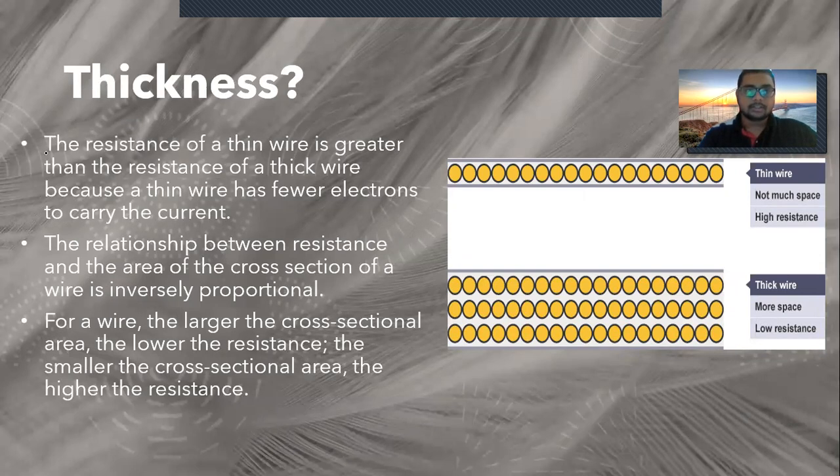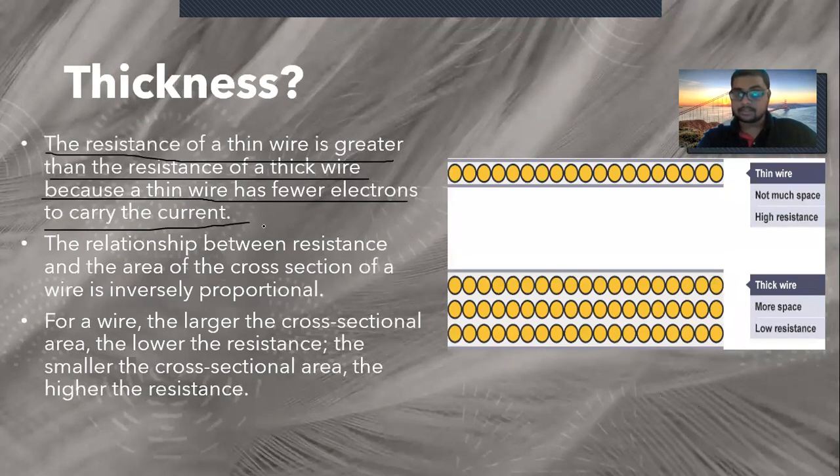The resistance of the thin wire or any thin wire is greater than the resistance of thick wire, because the thin wire has fewer electrons to carry the current. That is what happens. This is the thin wire over here. It does not have much space. Therefore, it has higher resistance among the electrons. Okay, electrons are in a very tight place. But since in the thick wire electrons have more space, there is very less resistance. Okay, that is the main thing. Remember this picture, it will tell you everything.